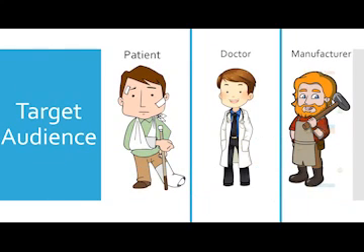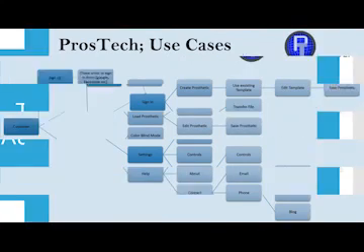So what is our target audience? Well, that would be the patient, doctor, and manufacturer. It will include multiple ways to communicate between all three parties, as the patient can communicate with the doctor and the doctor can communicate with the manufacturer to create a smooth process to give the person a prosthetic.